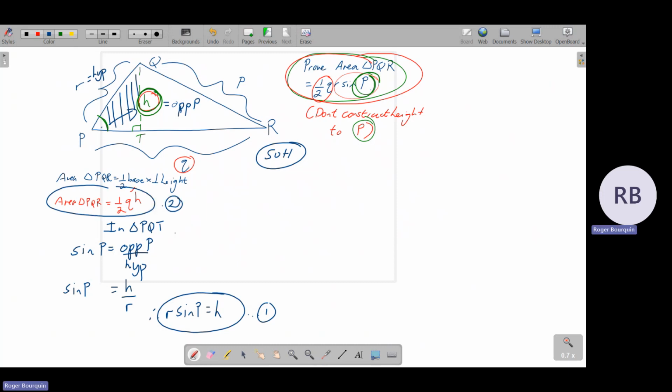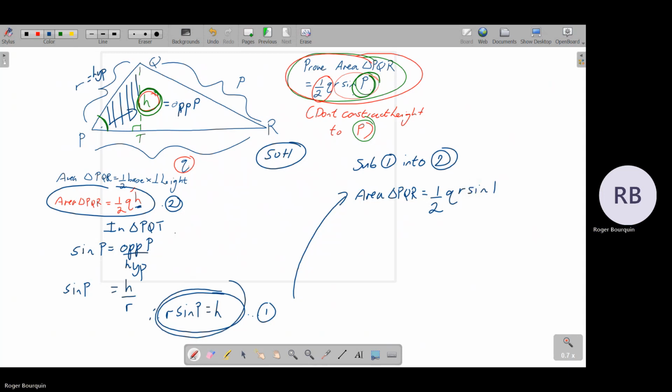Remember we're meeting our objective because we want to get rid of the h, because h is not in our proof. So if I sub 1 into 2, we get area of triangle PQR is equal to half Q, and replace h with r sine P. And we have done what we set out to do. All right, guys, hope that made sense.